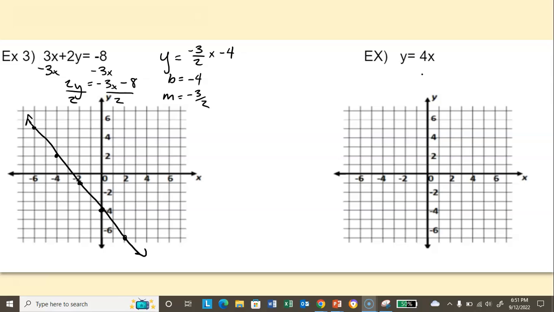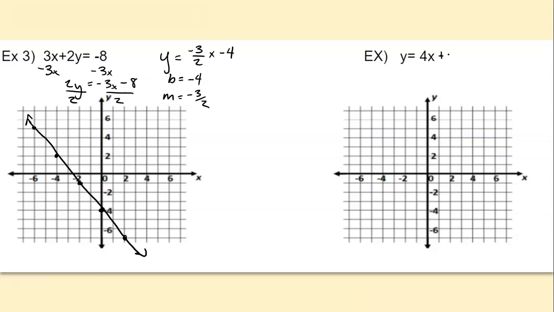Okay. And for this example, this is in slope-intercept form. It looks like it's missing something, and that's because it doesn't have the y-intercept on the end. If there's no y-intercept on the end, then we assume it's a +0 situation. So that means our b value is 0, so we want to start at y equals 0, which is the origin. And then our slope is 4, so we rise 1, 2, 3, 4. Run 1, rise 1, 2, 3, 4.